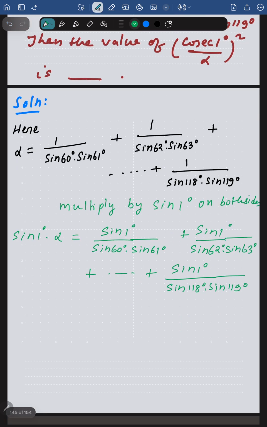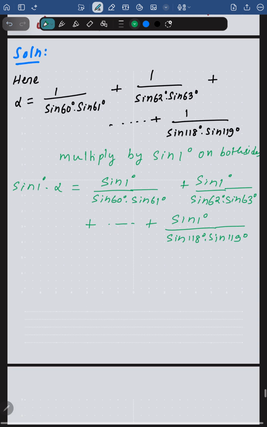Okay, after that what we will do is, we will simply write alpha into sine 1 degree as alpha by cosec 1 degree on the left hand side. Okay, because sine 1 degree can be written as 1 upon cosec 1 degree. So alpha upon cosec 1 degree.